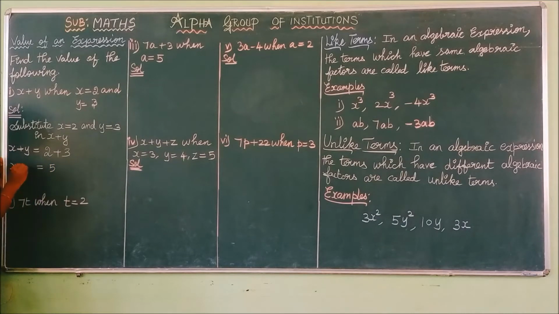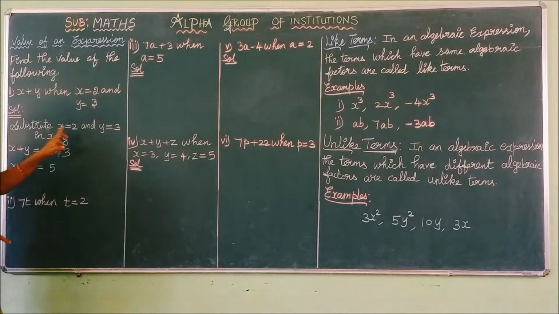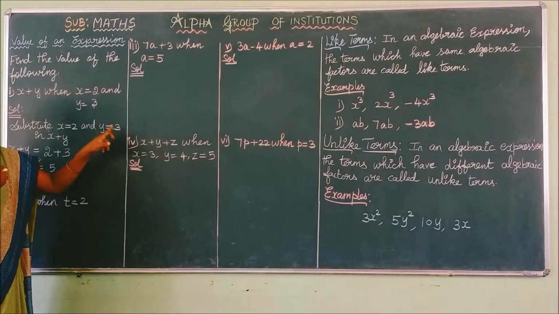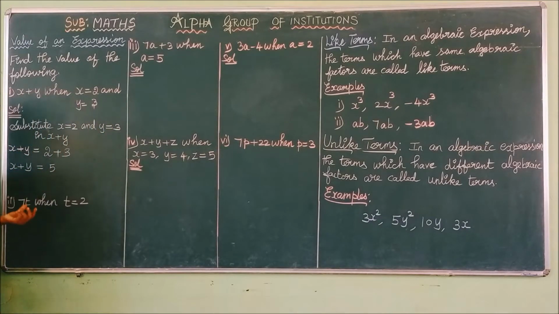So the value of the expression x plus y is equal to 5 at x equals 2 and y equals 3. Suppose they give some other values instead of 2 and 3, then you have to substitute the given values in this expression. Okay, see the next one.